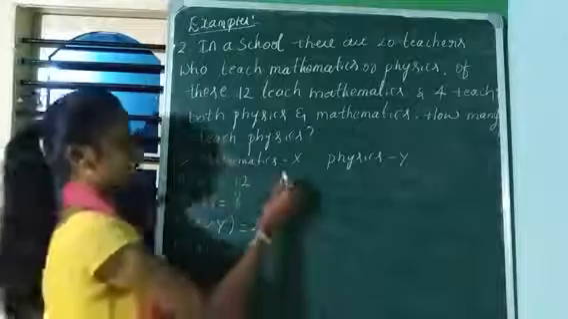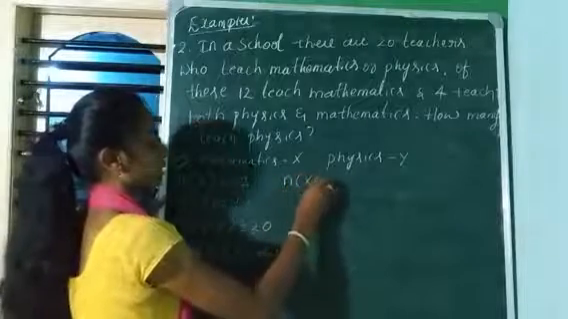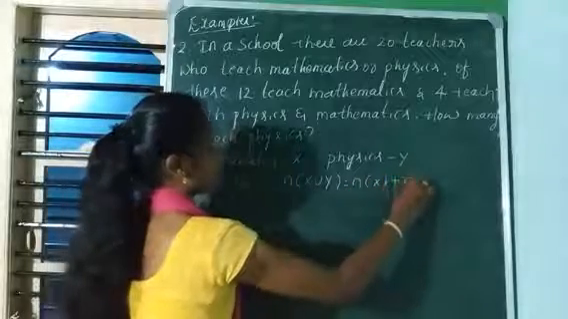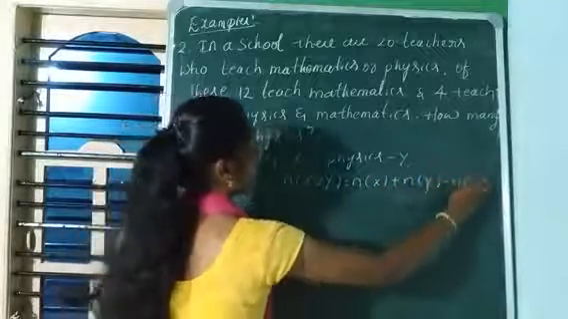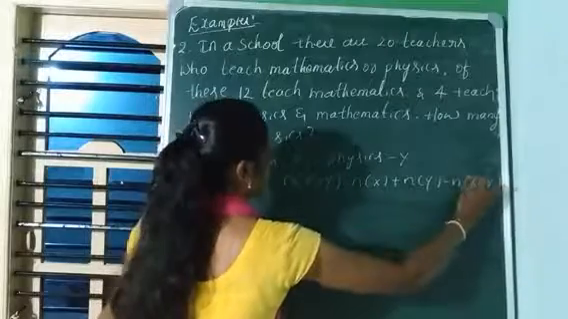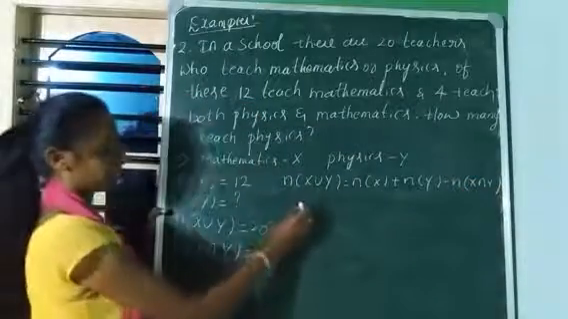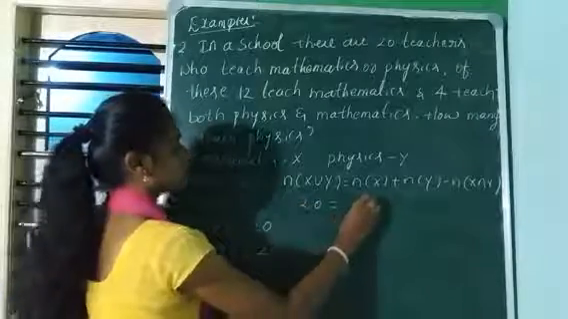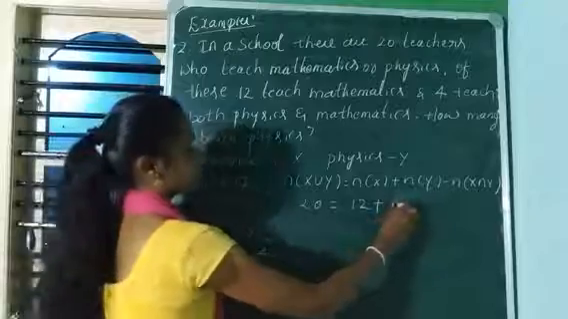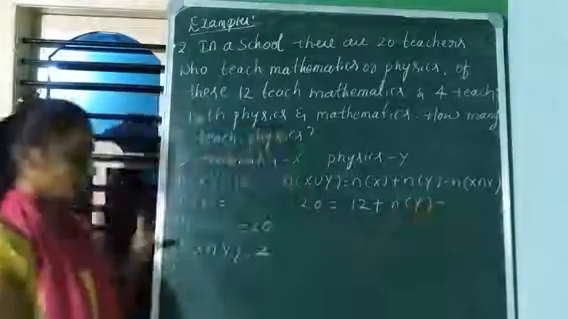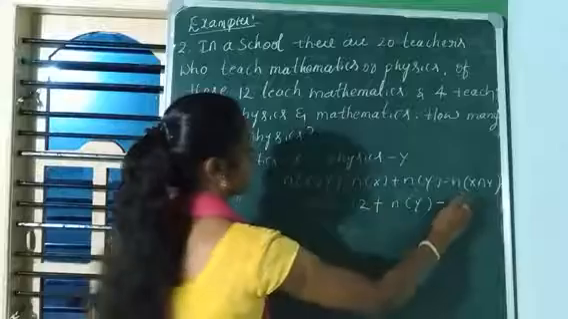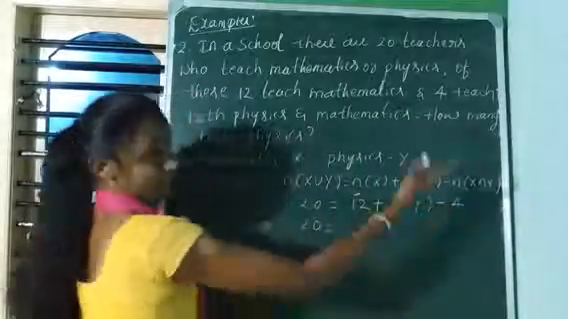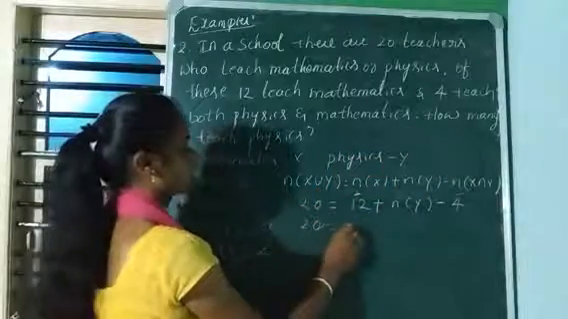Just go with the formula, that is, we know that n of X union Y is n of X plus n of Y minus n of X intersection Y. Union is there, which is the 20. X, mathematics is there, 12. And physics we need to find. Then intersection is also there, that is the 4. So here is the 20. 12 plus, 4, 12 minus 4, and that is 8.